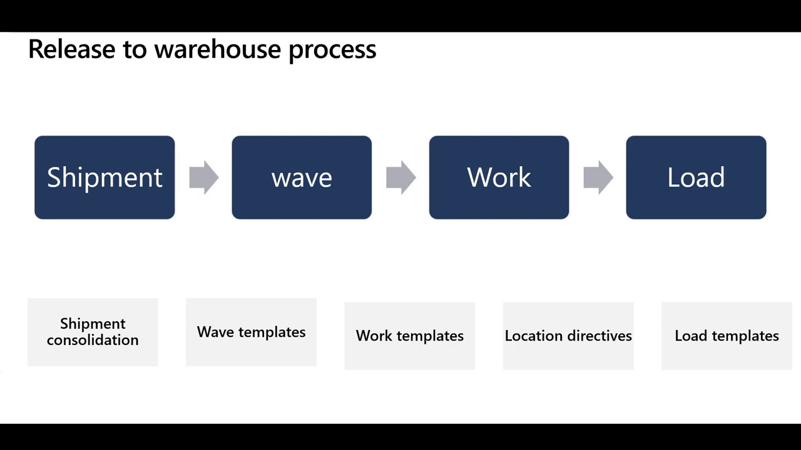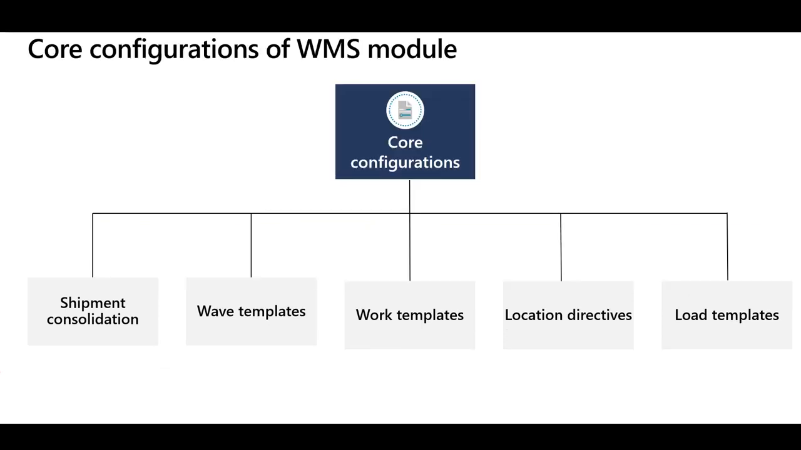Then there will be a load, like a truck. The load will be used to deliver the items to the customer. Using the load template, you may define the equipment or the objects that will be used to deliver the items to the customer. So we can understand from this process that the core configurations, or the building blocks, of the warehouse management module are the shipment consolidation, wave templates, work templates, location directives, and the load templates. These are the configurations that we're going to cover in the next couple of slides.